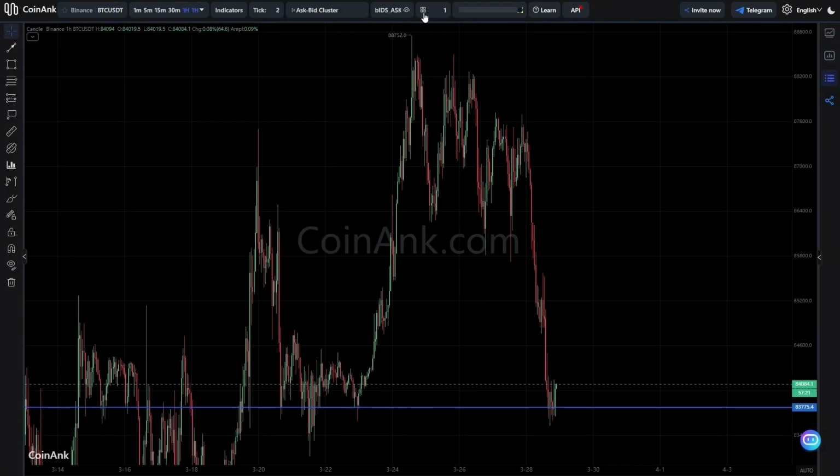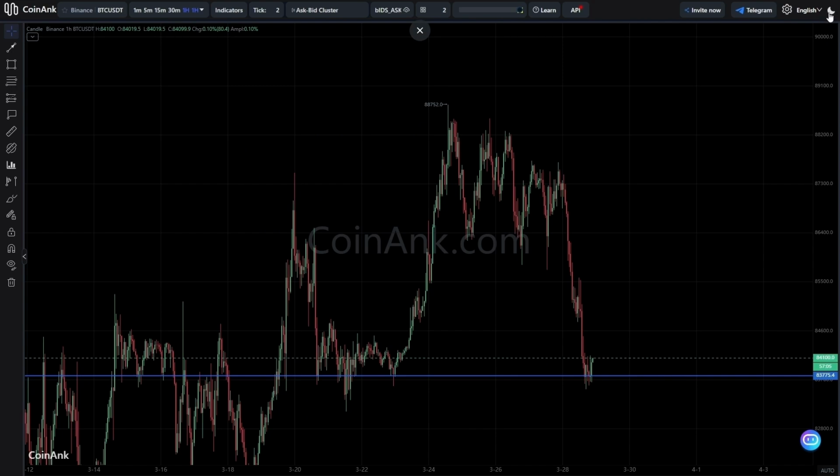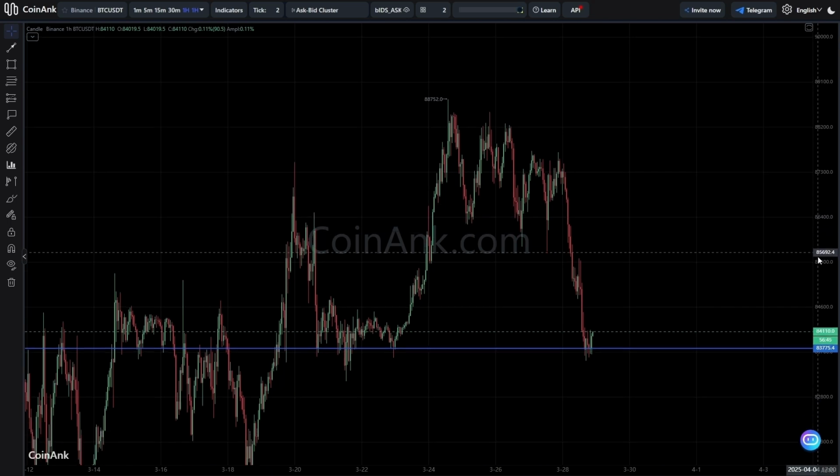What else is there? You can change to dark and light mode over here. You can change your language into these languages if needed. Right here you have all your drawing tools, your ranges, and so on. The measurement tool that we used for the deltas, fibs, long positions, drawing tools, and so on.